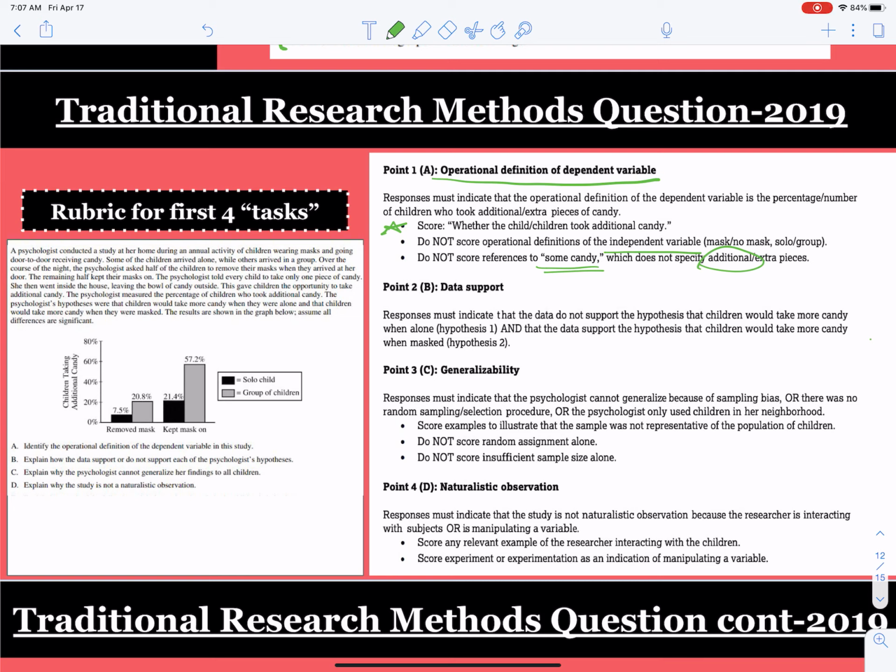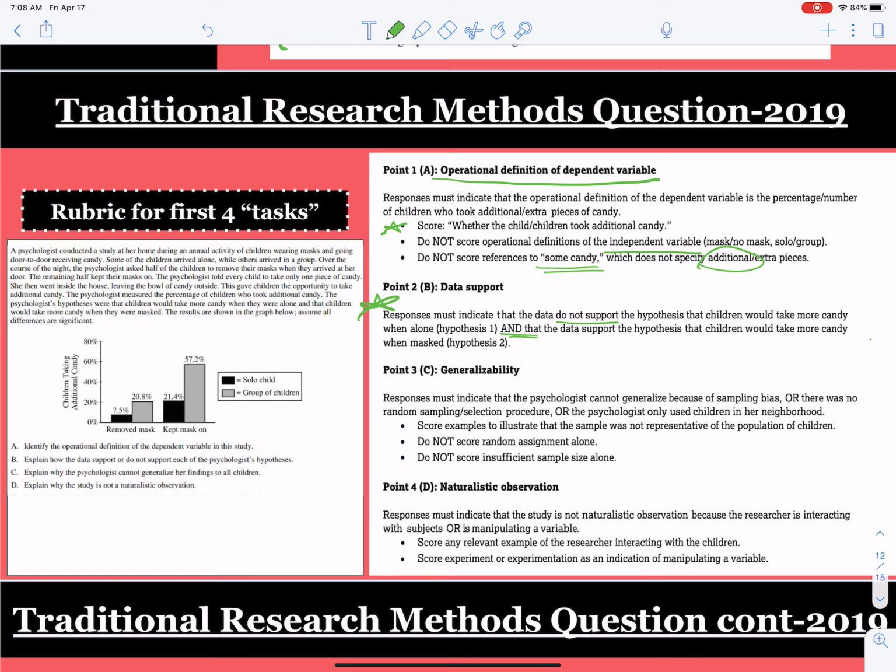Point 2, data support. They said, did the data support the psychologist's hypotheses or not? And what they're looking for you to say is that the data did not support the hypothesis, but that it did support the other psychologist's hypothesis. So one psychologist in this FRQ had a hypothesis and the other one had a different one, so they want you to make sure you say that the data supported one of theirs.